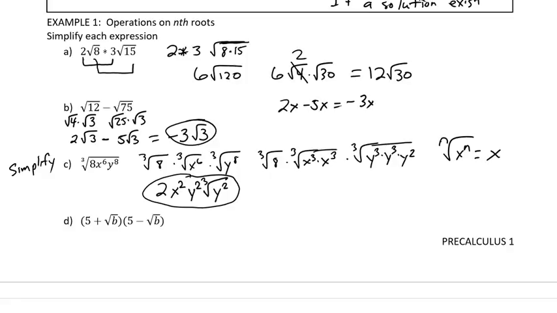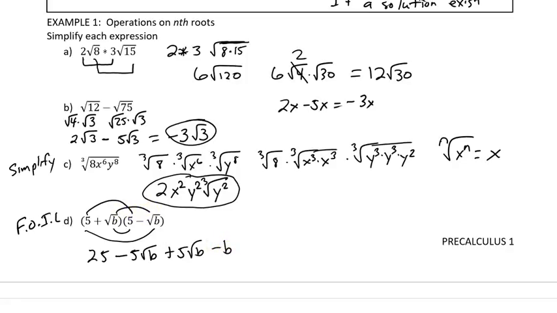Now, if we're going to do this, we're just going to FOIL. So first times first, 25 outside, so it'd be minus 5 square root of b. Inside would be plus 5 square root of b, and last would be minus b. Those cancel out because they're just like terms that cancel, and this just is 25 minus b. That's just the difference of 2 squares.